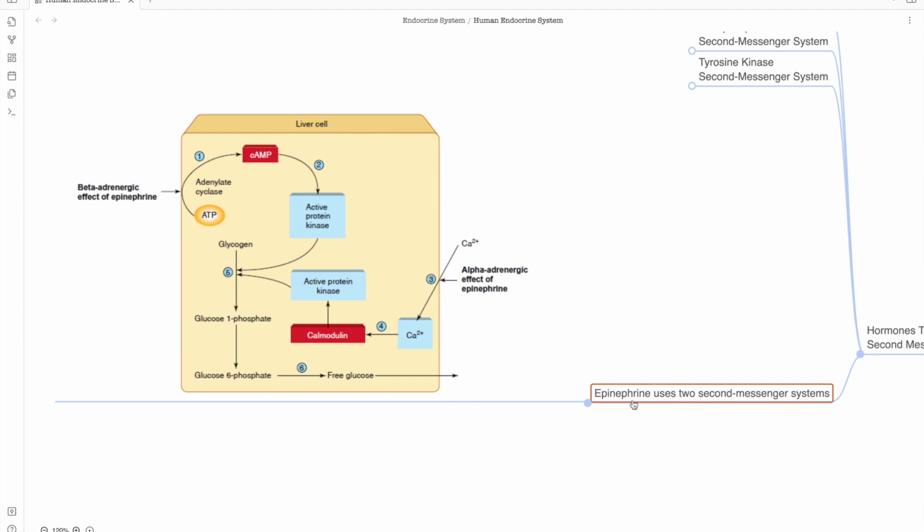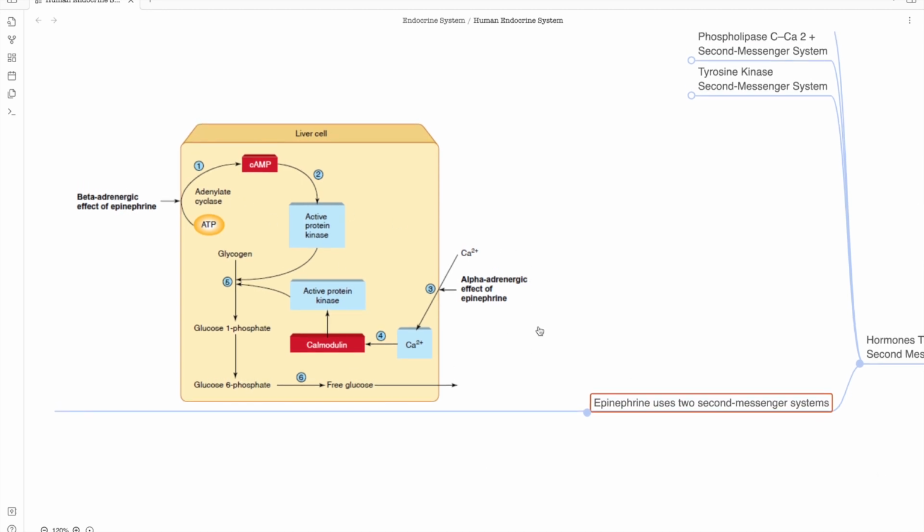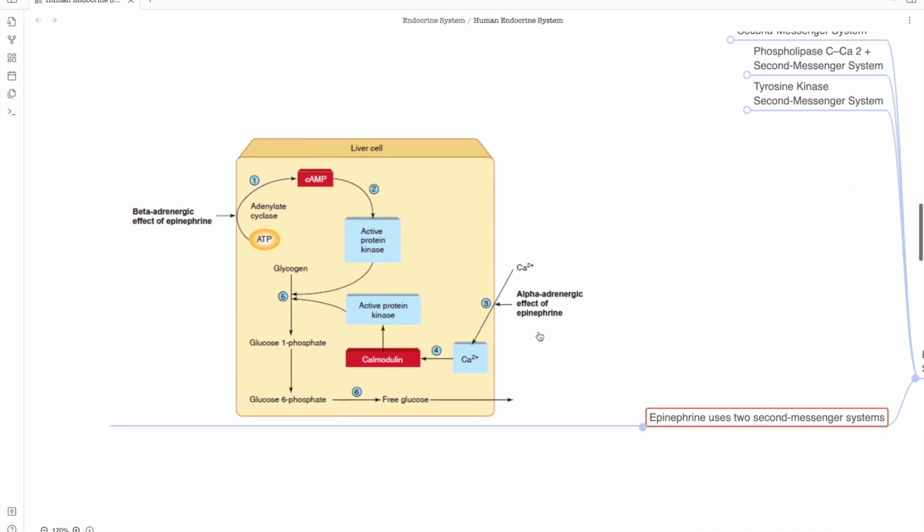Okay, so let's now discuss how epinephrine uses two secondary messenger systems. This is the liver cell where the epinephrine actually works, and we are discussing the alpha adrenergic effect and the beta adrenergic effect of epinephrine. See here, first the beta adrenergic effect of epinephrine is using the adenylate cyclase cAMP system. That means ATP is getting converted into cAMP via adenylate cyclase, and that cAMP is activating the protein kinase, and that protein kinase is causing the conversion of glycogen to glucose 1 phosphate.